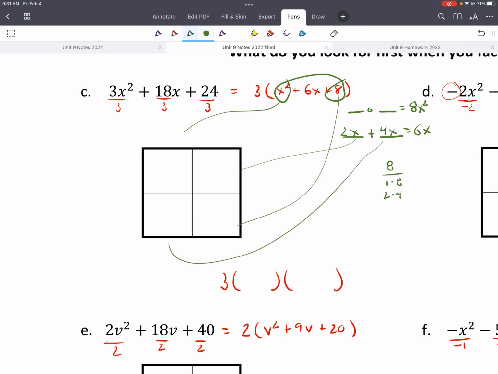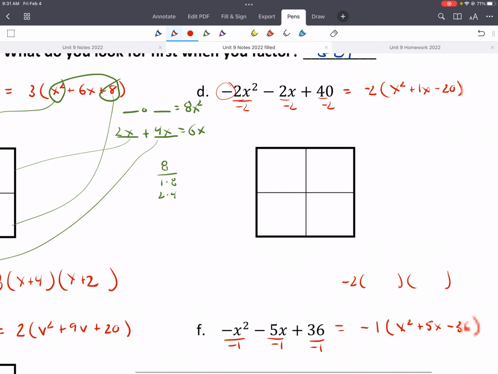So we've got what? X squared, and then we've got 2x and 4x and 8. And we'll do our greatest common factor. So x and 4 and x and 2. And then those are your answers. So we got x plus 4 and x plus 2.